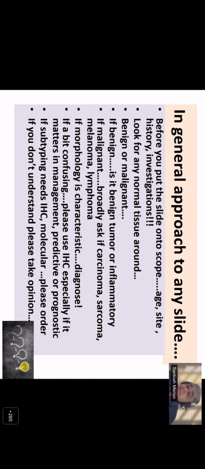There may be certain predictive and prognostic IHC markers, and that's very important. If subtyping is needed, use IHC. You refer the patient for molecular testing and please order it, because this is an era where things are going deeper and deeper into the tissues. For a given patient, those molecular tests may really matter, especially in targeted therapies. And most important, many of us are shy. Many of us are egoistic sometimes. But if you don't understand something at all, please take an opinion. Somebody else who sees your slide can quickly snap at it and say this looks like this.